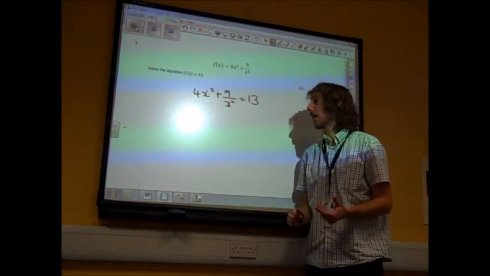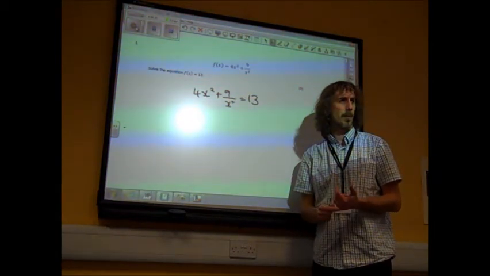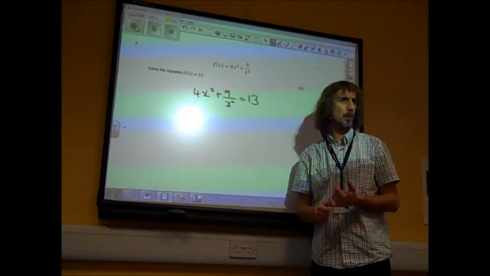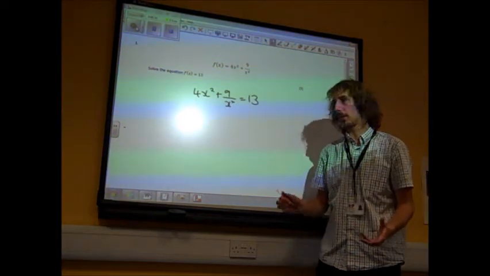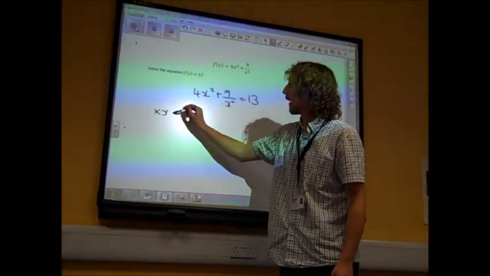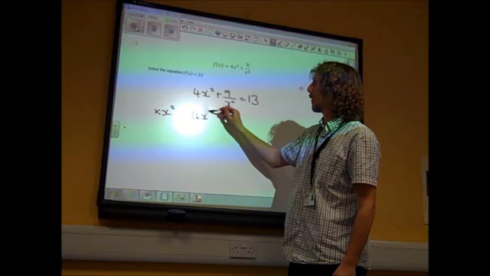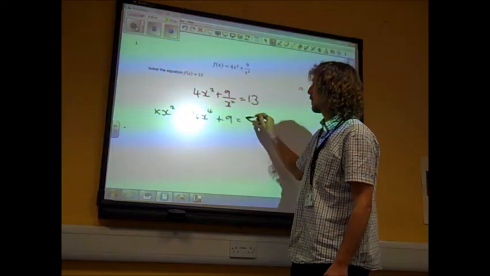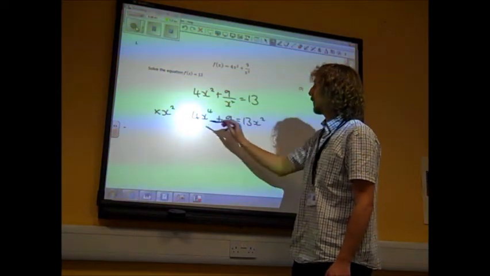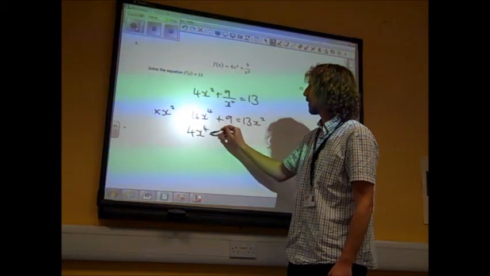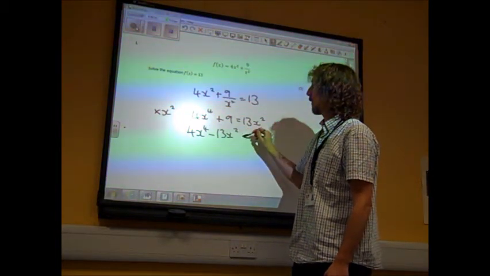This is an equation where we've got an unknown on the bottom of the fraction. So the next thing we want to do with that is to multiply everything by the unknown. So we're going to multiply everything by x squared. That will give us 4x to the 4 plus 9 is 13x squared. So eventually we get an equation that looks like that.